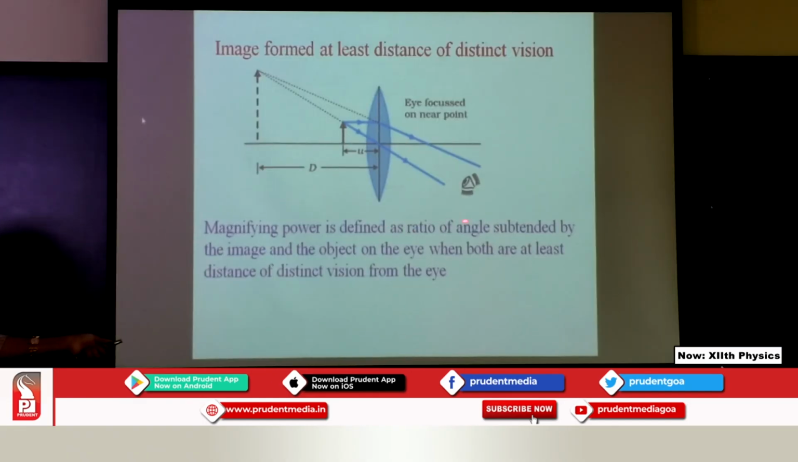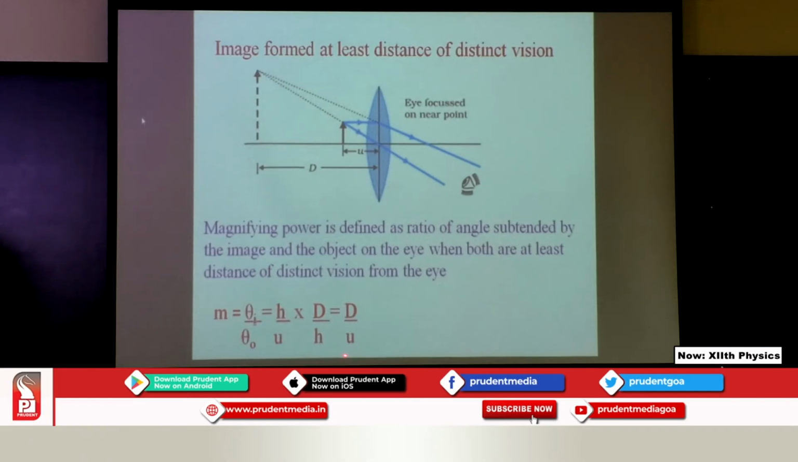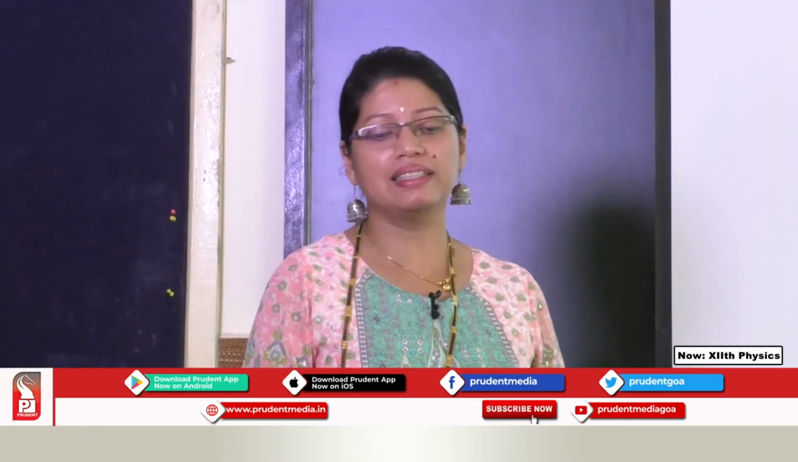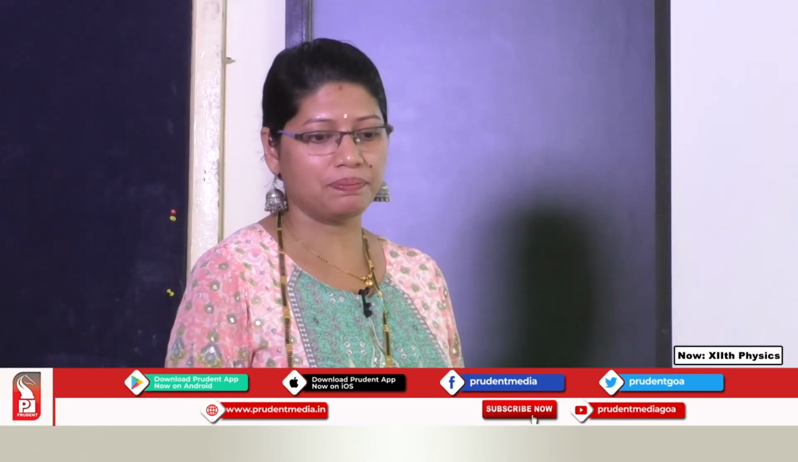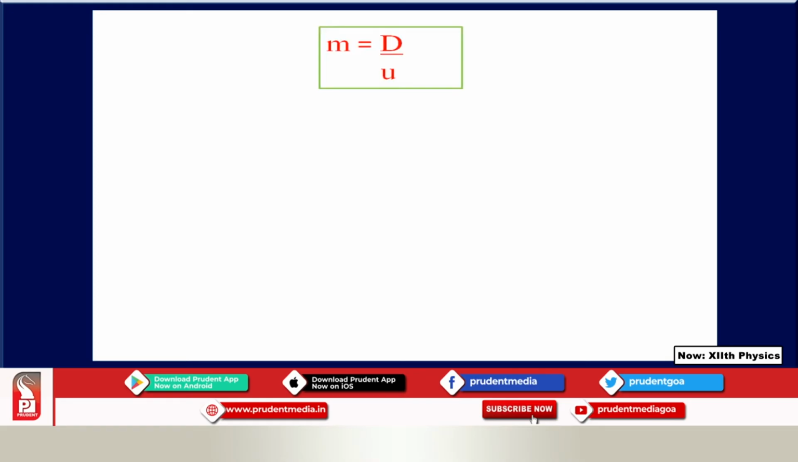So, we know this, it is defined as the ratio of the angle subtended by the image to the object when both are at the least distance of distinct vision. So, going in the same way, we get theta I upon theta naught as these two equations which I have just grabbed from the previous one, cancel out h, and what you get is magnification as d upon u. Okay, so, this is image formed at the least distance of the distinct vision. I have just taken the same thing, I have written it over here.